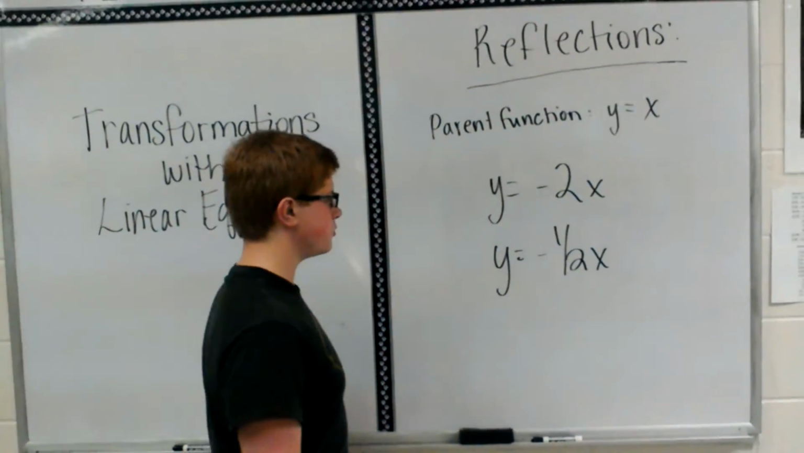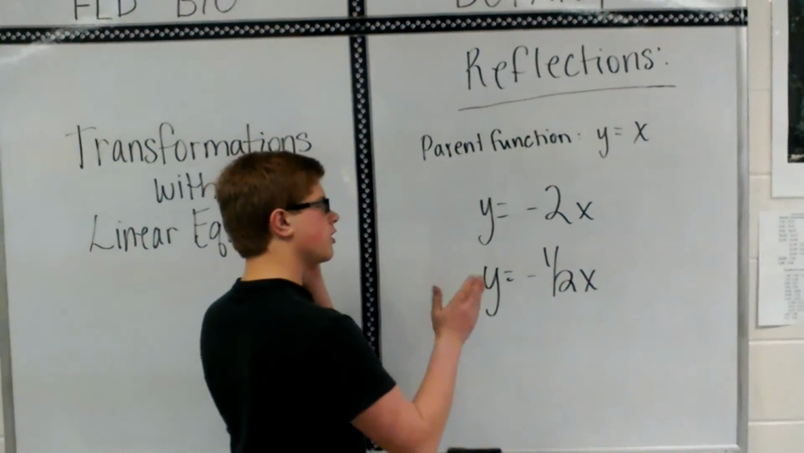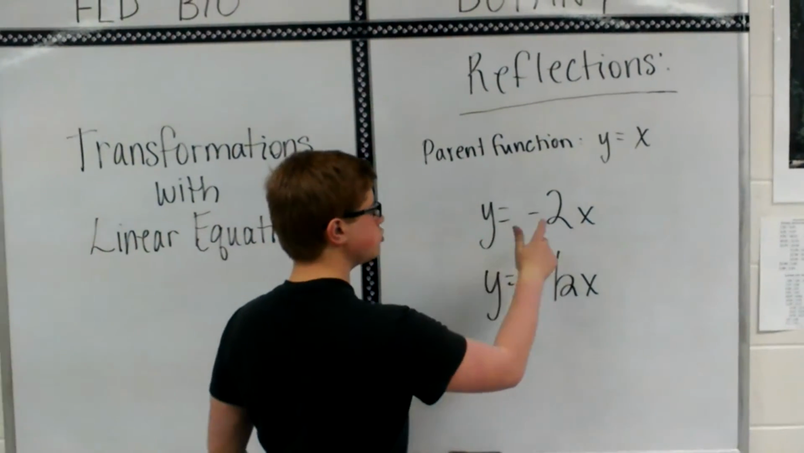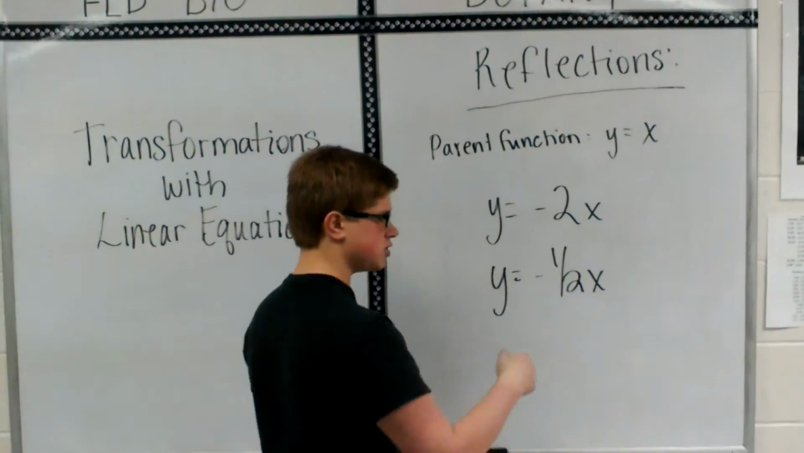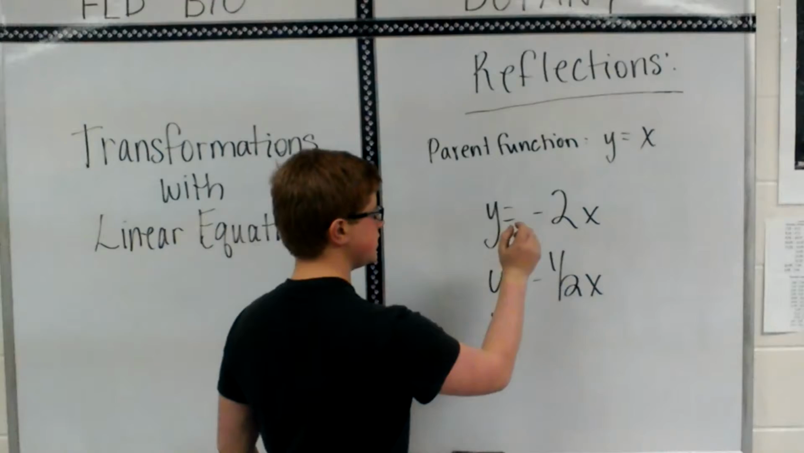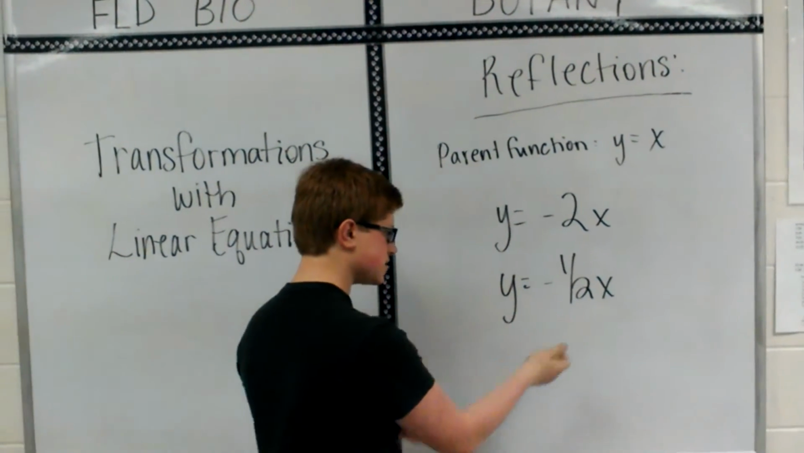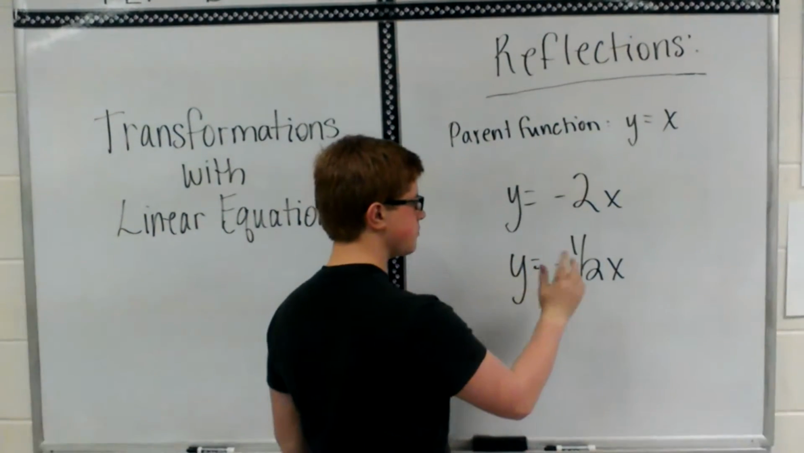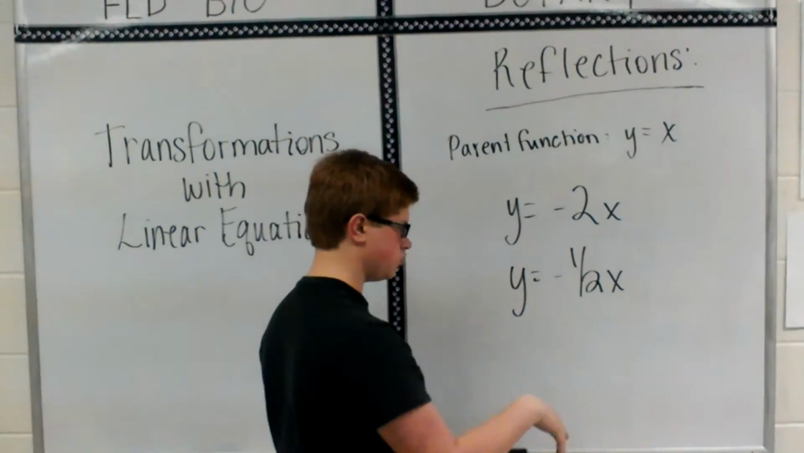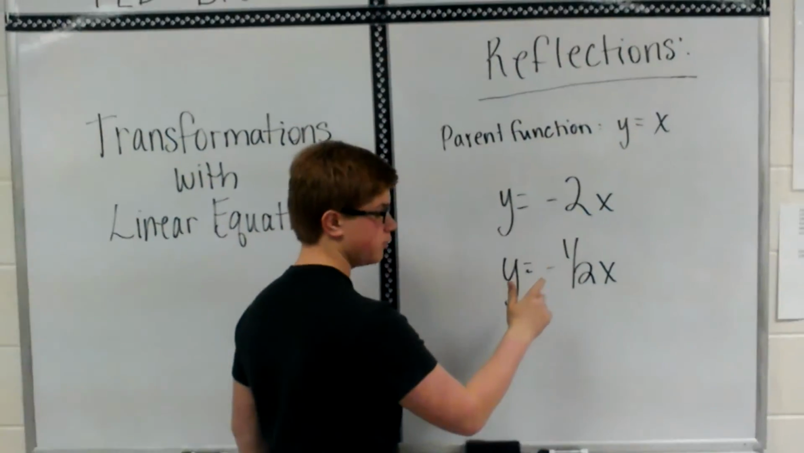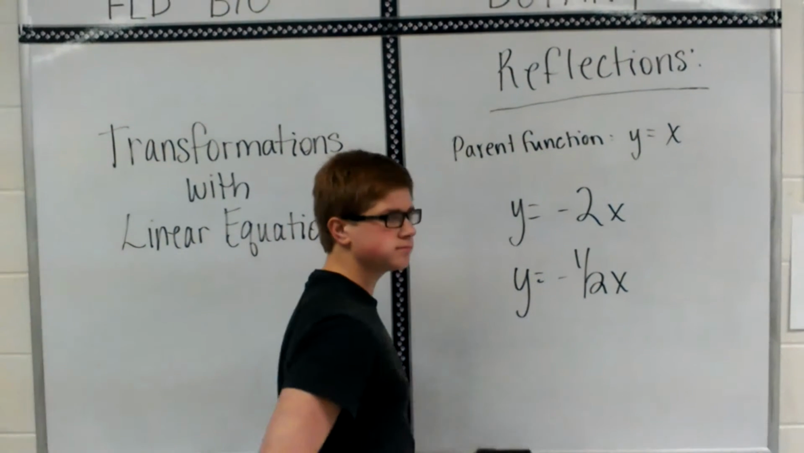In our examples, we see that our equation is multiplied by 2, causing it to stretch, and it is reflected over the x-axis. In this example, it is instead compressed by a factor of 2 and reflected over the x-axis.